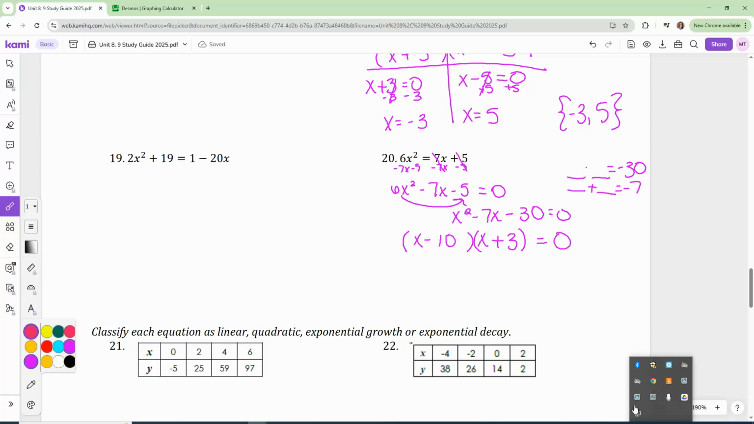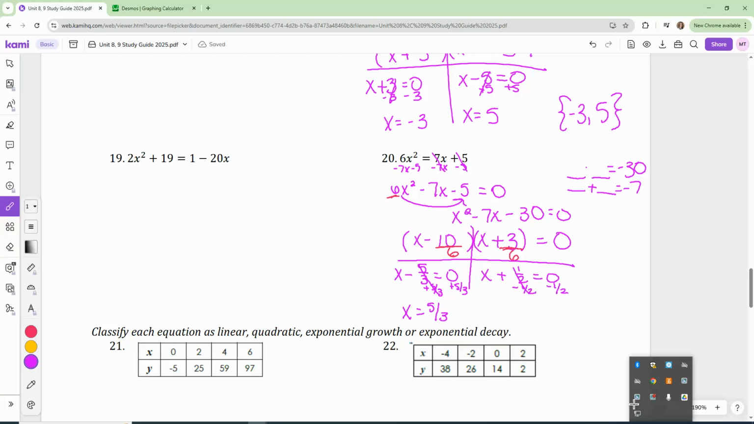Now, this is probably the step that we forget most frequently. We started out multiplying this 6, so you do have to divide it back. But you can go ahead and just set them equal to 0 from there. 10 over 6, that reduces to 5 over 3. So if we add that over, we get x to be 5/3. 3 over 6 is 1/2. Move that over. We get negative 1/2.